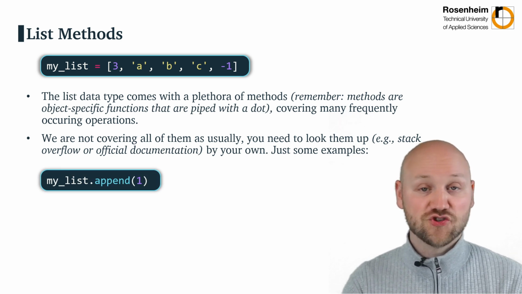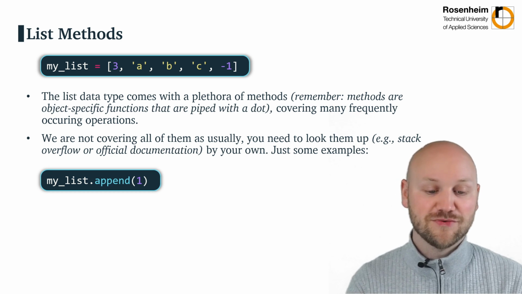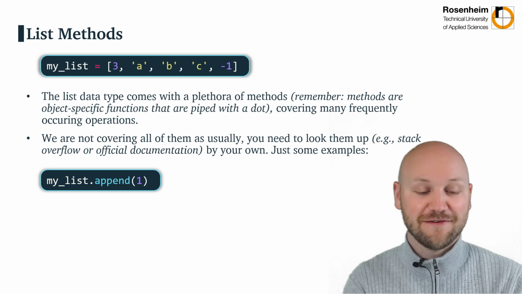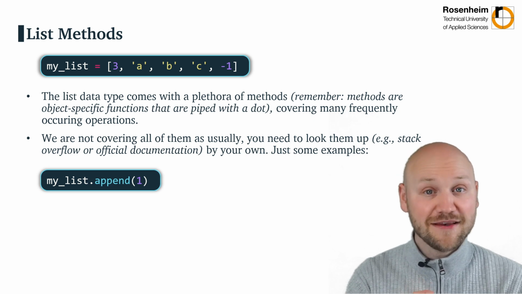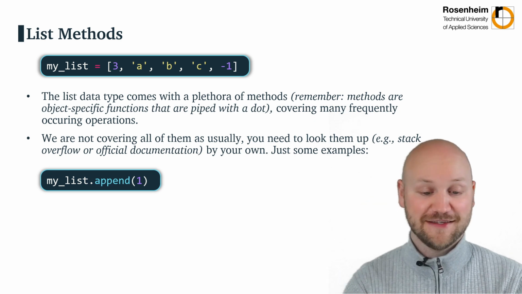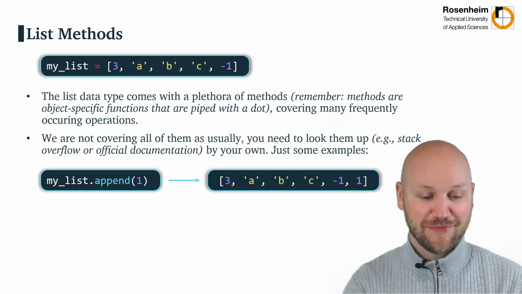So my_list.append(1), append is the method name. If you have a look at the list that we defined at the top, we are appending the element 1, an integer, to the end of that list. So the result is as follows. There's just a 1 appearing at the end of the list.